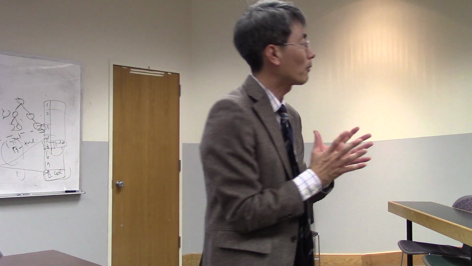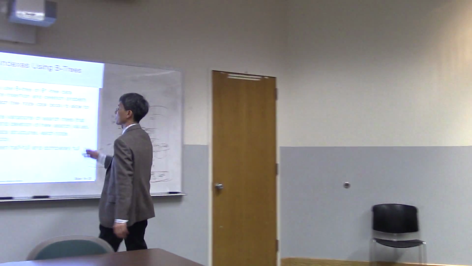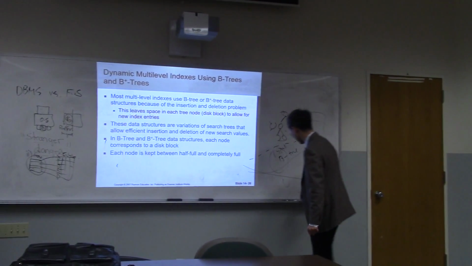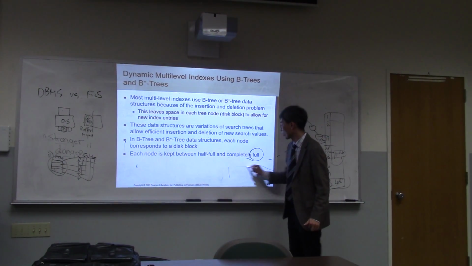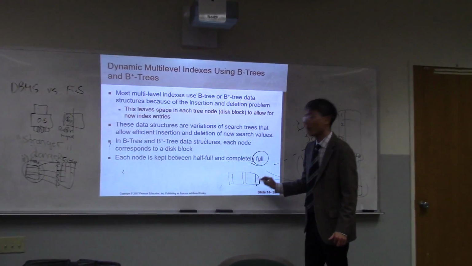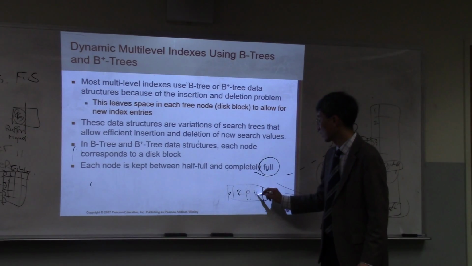Very few DBMS use the B-tree index. Most of them use the B plus tree. Most commercial ones use the B plus tree. You need to understand the full node. This is the one block node. This has a pointer and key.